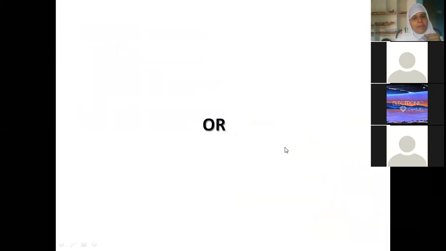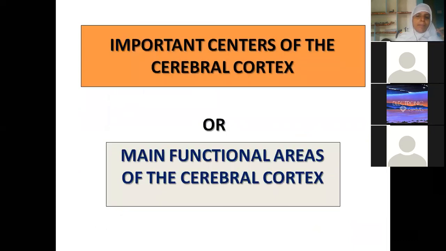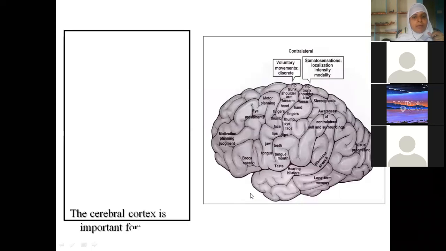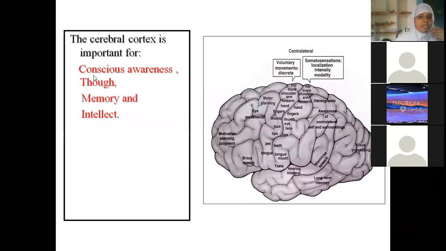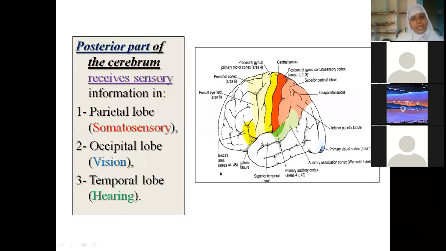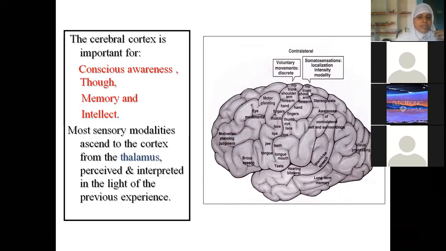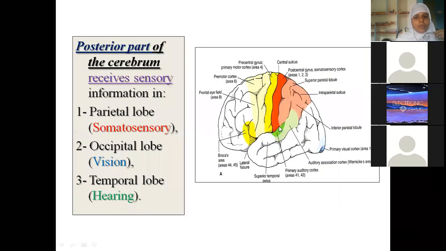Now we have important centers for the cerebral cortex, that is, the main functional areas of the cerebral cortex. We know the cerebral cortex is important for conscious awareness, thinking, thought, memory, and intellect. We have sensory areas and motor areas, connected to the thalamus via various ascending and descending tracts. The posterior part of the cerebrum receives sensory information because we have the sensory area here. What is that? The postcentral gyrus.